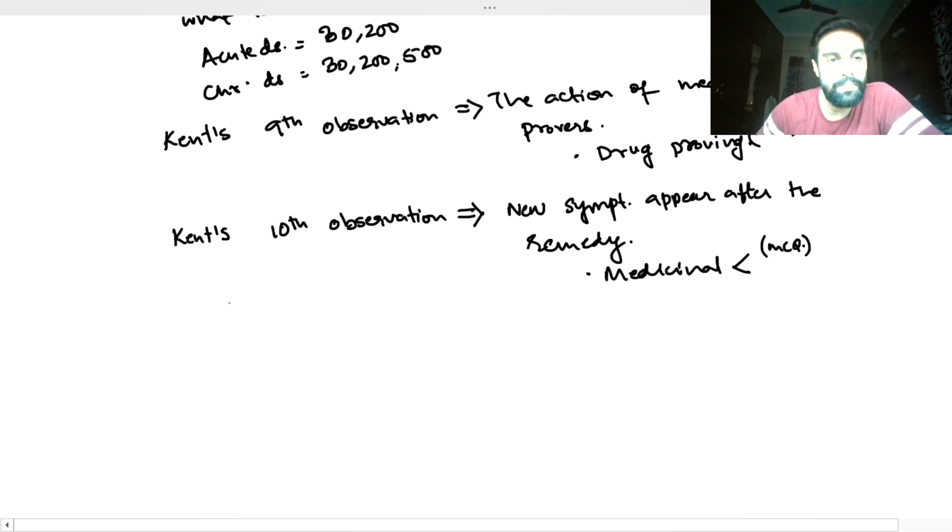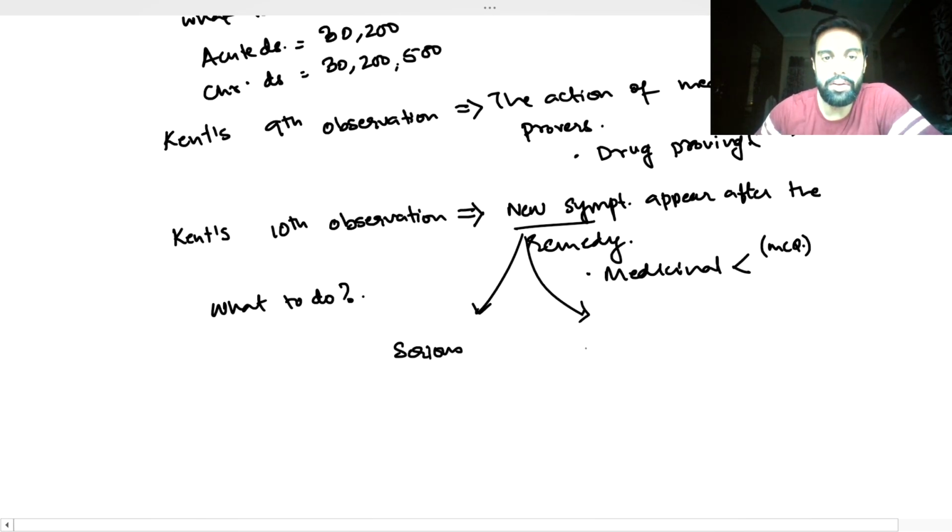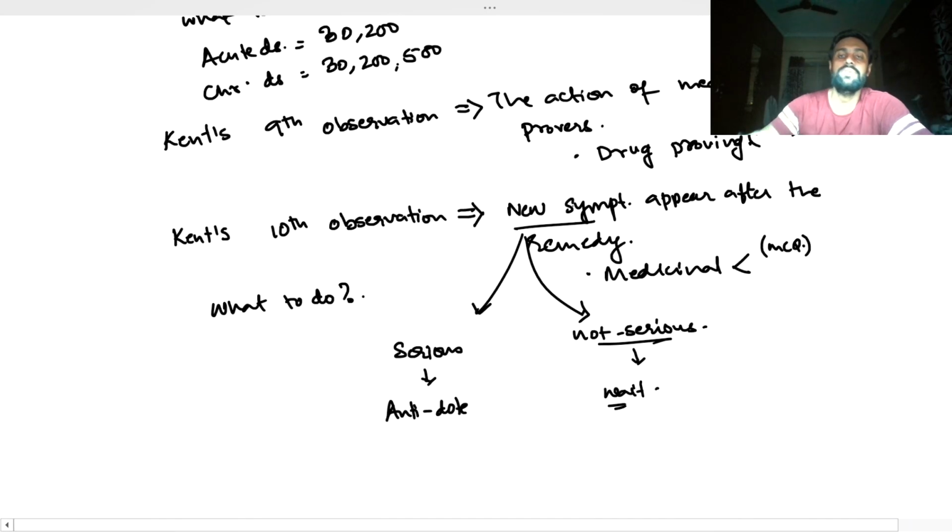So what to do? Since new symptoms are appearing, if the new symptoms are of serious nature, then you need to antidote. And if they are not of serious nature, then wait so that the effects of these new symptoms will pass away.